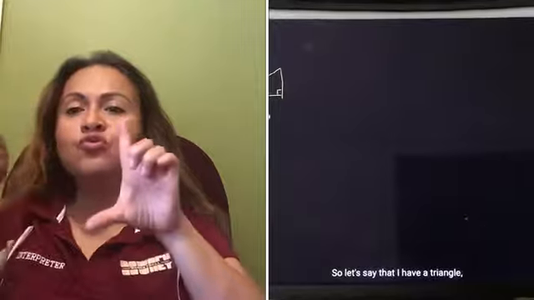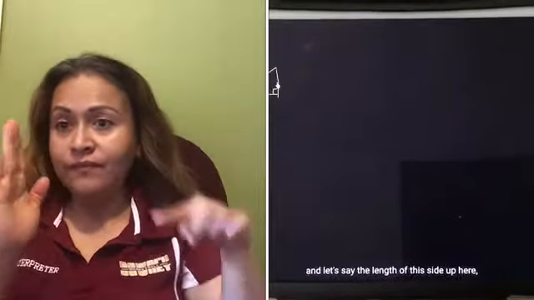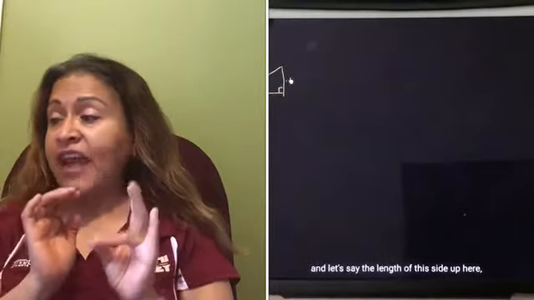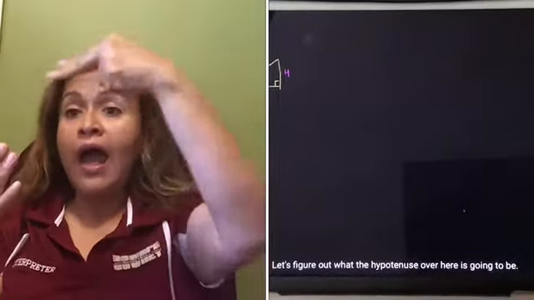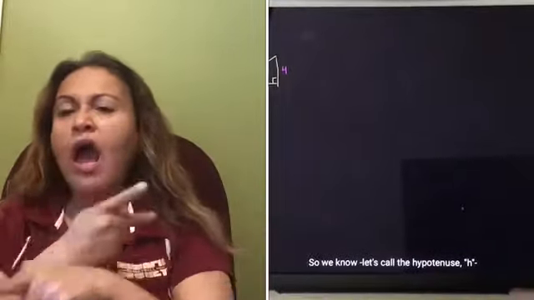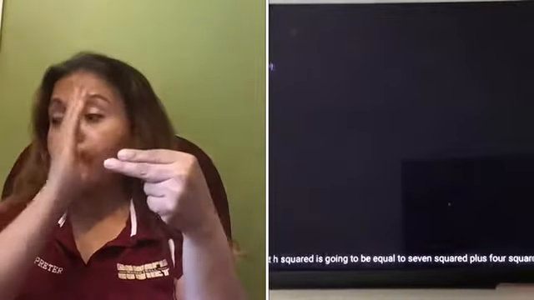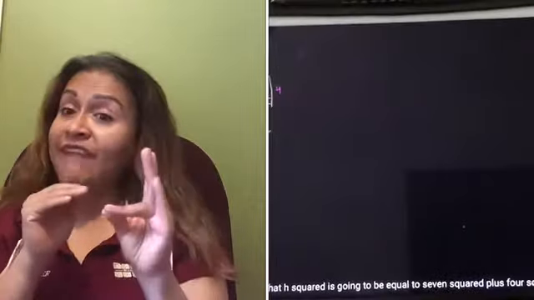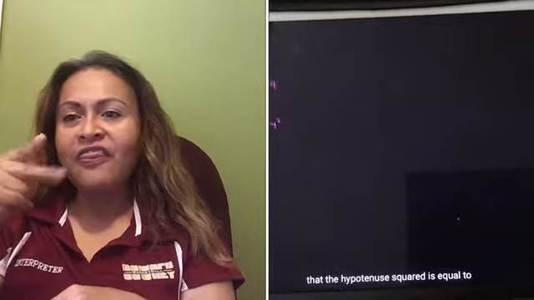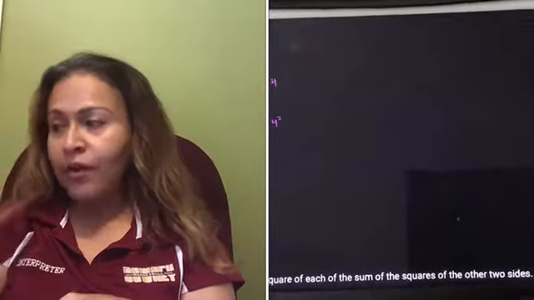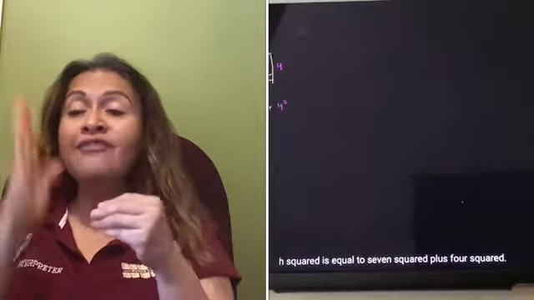So let's say that I have a triangle where this length down here is 7, and the length of this side up here is 4. And let's figure out what the hypotenuse over here is going to be. Let's call the hypotenuse h. We know that h squared is going to be equal to 7 squared plus 4 squared. We know that from the Pythagorean theorem, that the hypotenuse squared is equal to the sum of the squares of the other two sides. H squared is equal to 7 squared plus 4 squared.